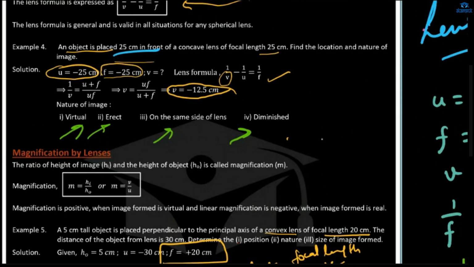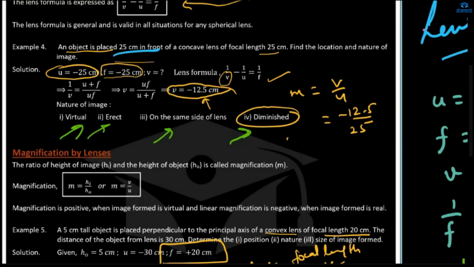Nature of the image, how will it be? A concave lens always makes virtual images of the object, and virtual images are always erect, and it's on the same side of the lens. And it will be diminished. We can also find why this will be diminished, as M is equal to V by U. V will be minus 12.5, as we already calculated, and U is 25.